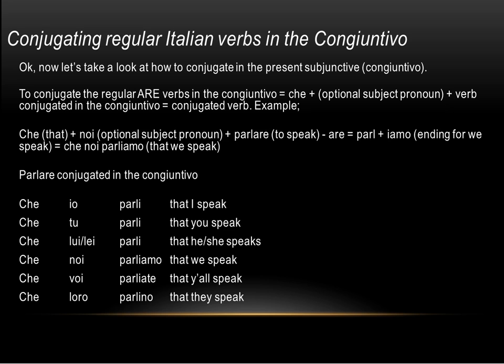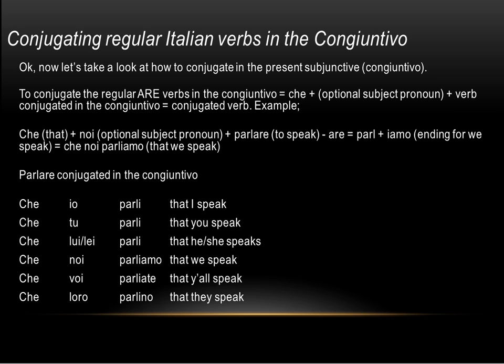Okay, you'll notice here that the first three persons for the regular a or e verbs are all the same as what we would normally do for the second person in the present tense, where you drop the infinitive ending and you add i. Noi is exactly the same. Voi instead of ate is iate, and loro instead of ano is ino. So we have che io parli, che tu parli, che lui parli.